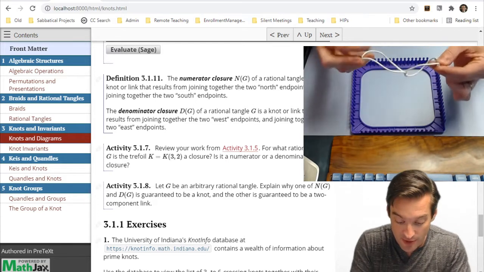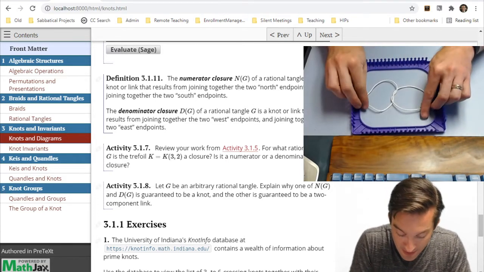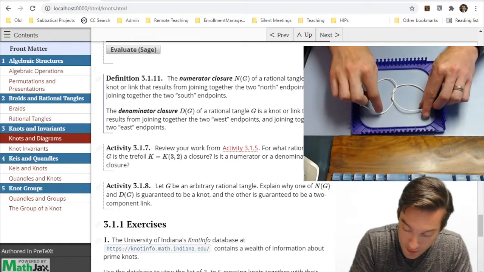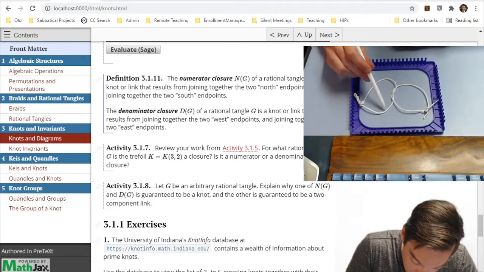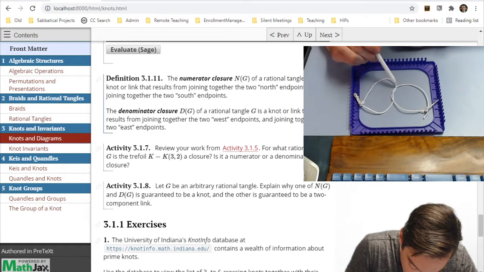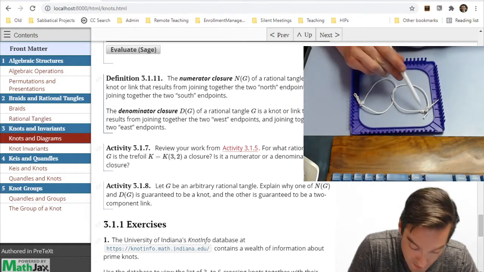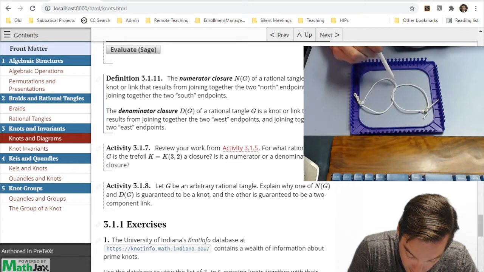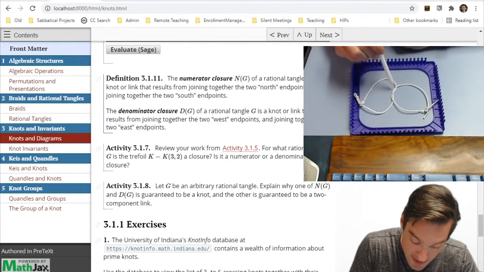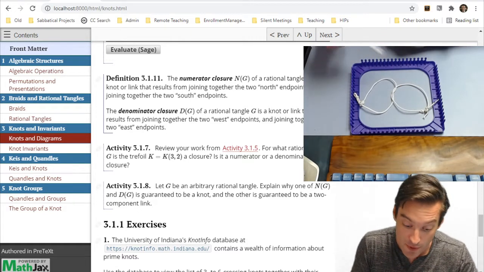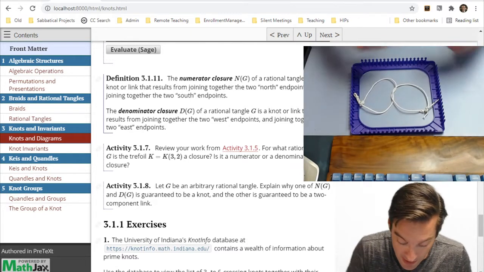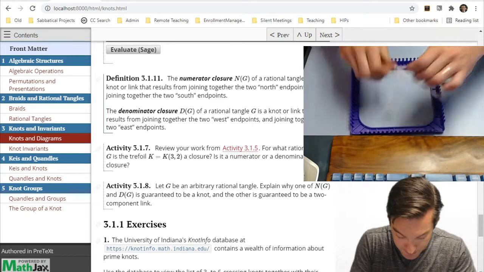It's got 3 crossings, and if I look at the diagram, I can trace one strand through the whole diagram. So if I start from over here, I'm going under, over, under, and then I'm traveling around on this loop, and then I'm going over, under, over, and traveling around on this loop. So I can trace one strand in my diagram through the whole thing. So the numerator closure of that rational tangle ended up with a knot in this example.